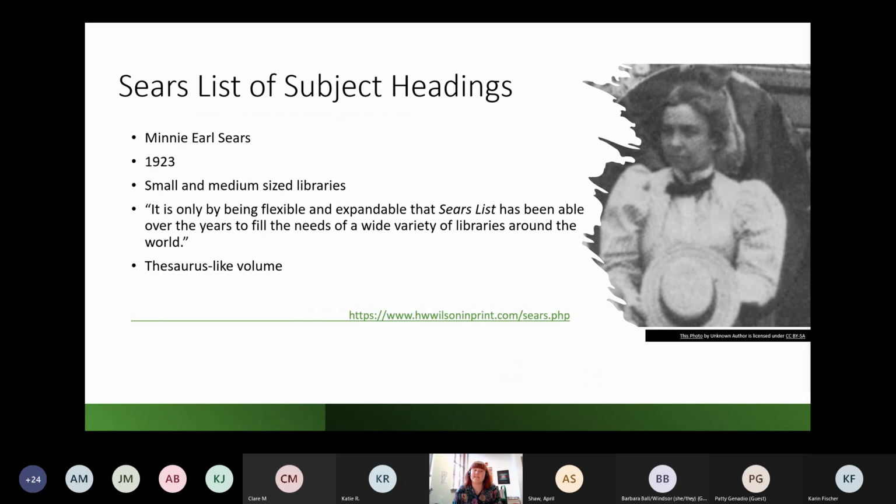The Sears list of subject headings. This was created by Minnie Earl Sears in 1923. You'll see these used in small and medium-sized libraries. It is only by being flexible and expandable that Sears list has been able to, over the years, fill the needs of a wide variety of libraries around the world.